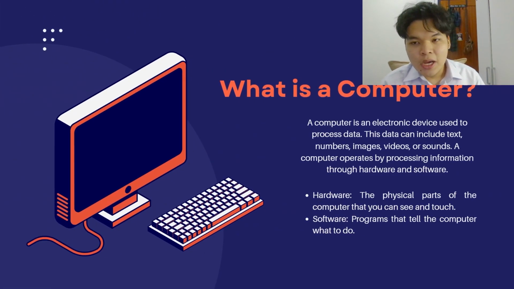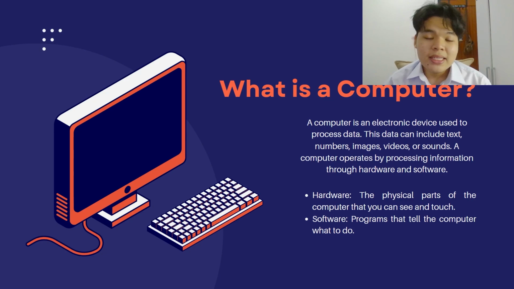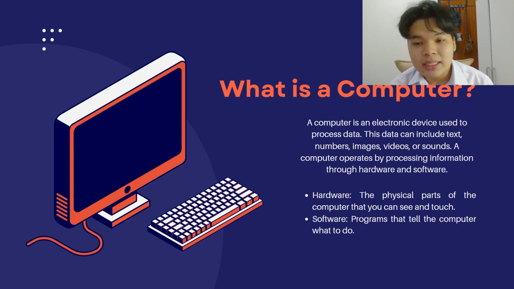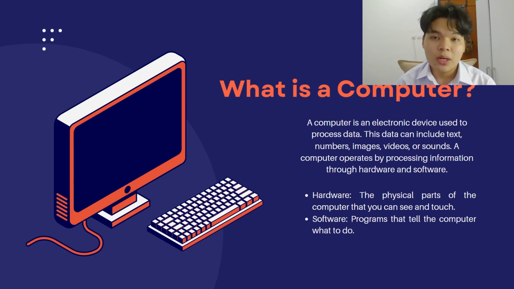Inside the computer. What is a computer? You guys asking, what is a computer? What's the definition of computer? A computer is an electronic device used to process data. This data can include text, number, image, video, or sounds. A computer operates by processing information through hardware and software.